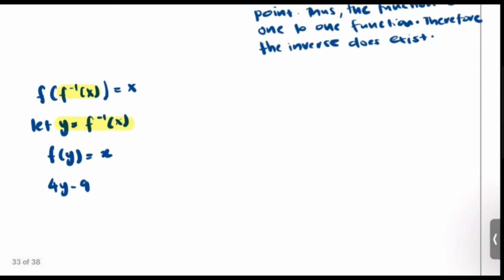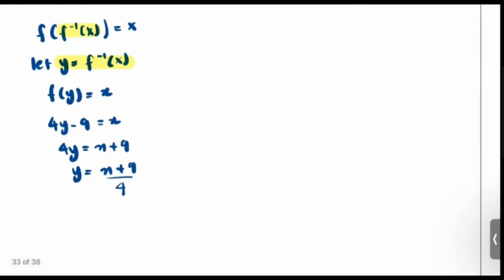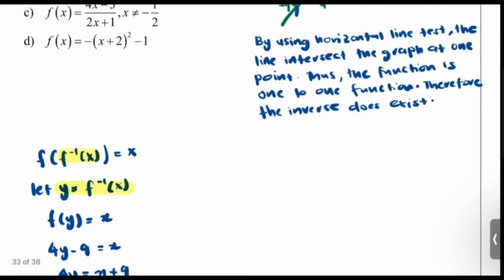Okay. After that this must be equal to x. So we have to make y the subject. So we have 4y equals x plus 9, so y is x plus 9 divided by 4. So y is f inverse of x, sorry. So substituting back, f inverse of x is equal to x plus 9 divided by 4. Okay, that is for A.